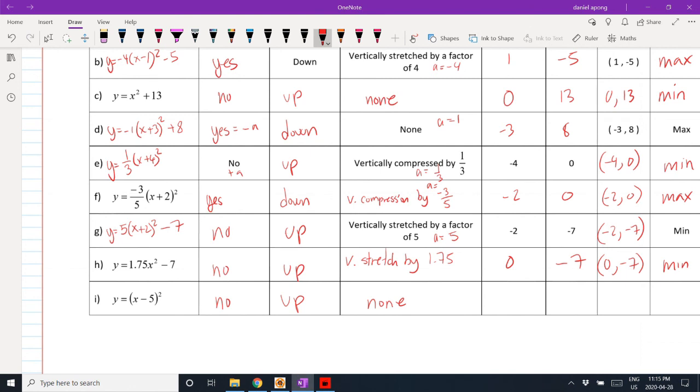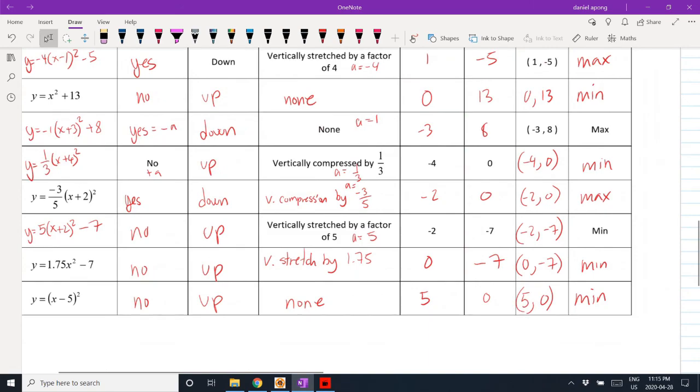There is a horizontal shift, which is 5 units to the right, so +5. And there is no k value, so our vertex must be at 5, 0. And because it opens up, that's going to be a minimum. Okay, and there we're done.